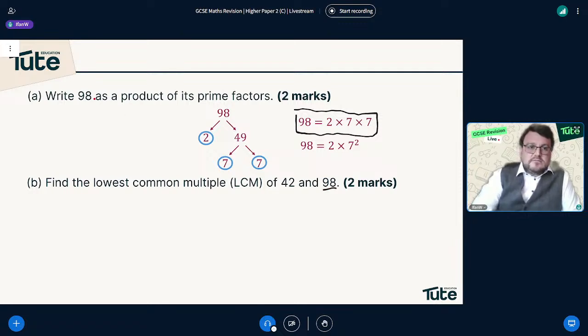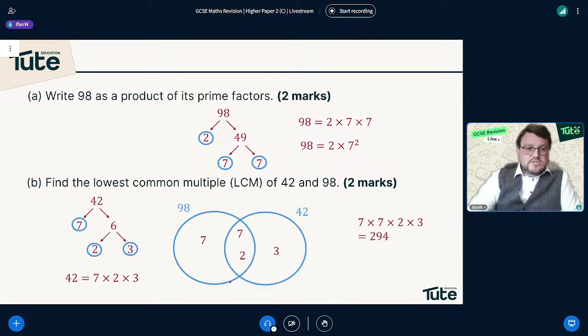So 98, we've done that in the first part. Now we're going to find the prime factors of 42, which is 7, 2, and 3. And then I use a Venn diagram. You don't need the rectangle here because all the numbers are going to be in the circles and you're going to have an intersection. Now, to find the LCM, you multiply every single number.